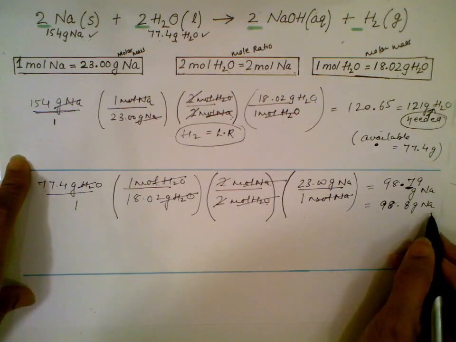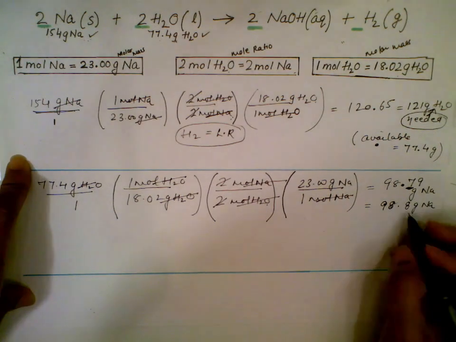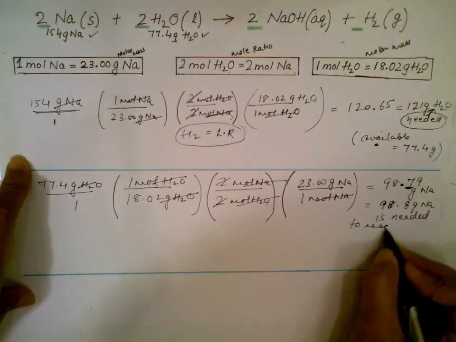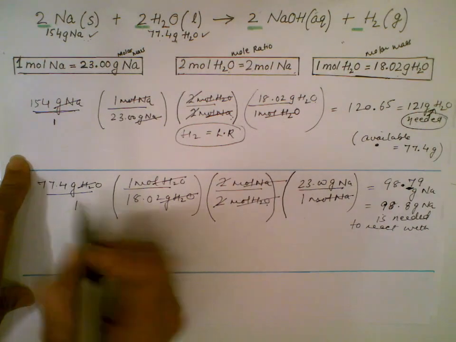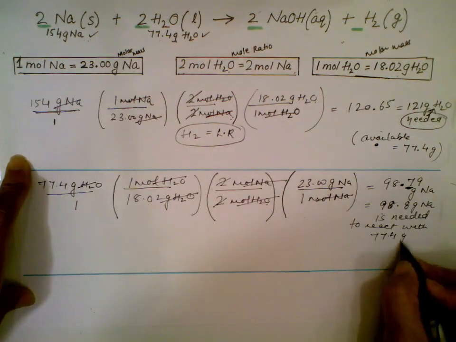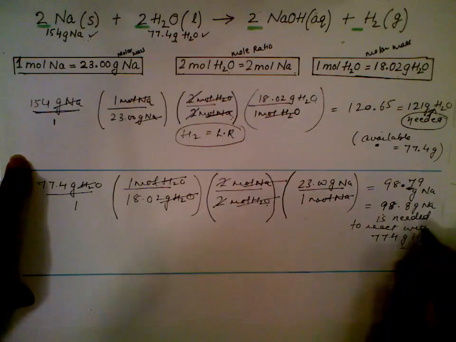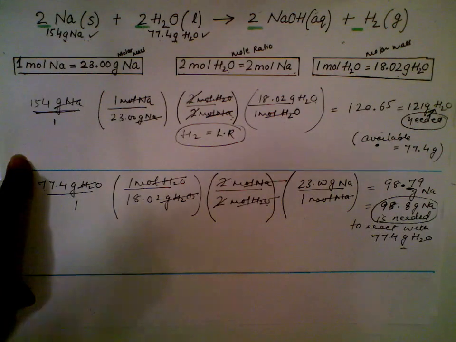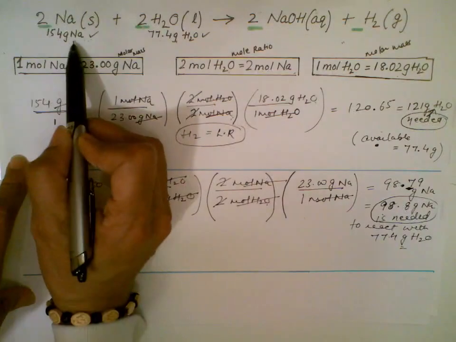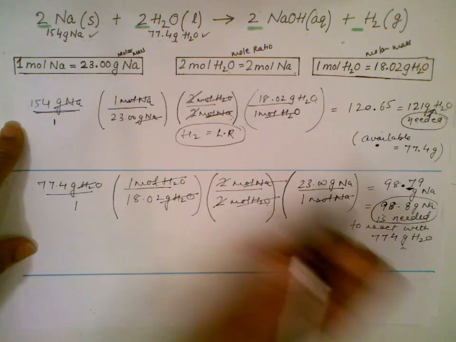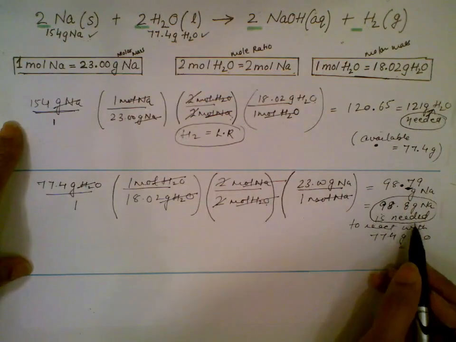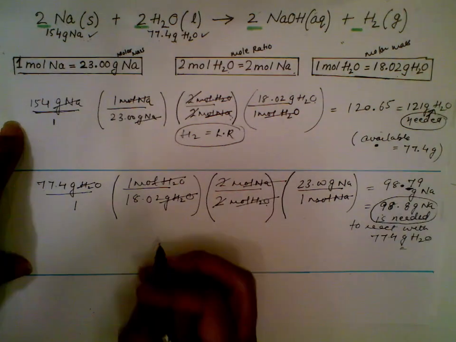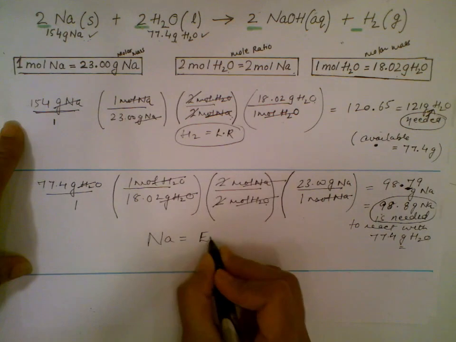So this 98.8 grams of sodium is needed to react with 77.4 grams of water. All right. Well, this is what is needed. Let's see how much is provided. We are provided 154 grams. So the available amount is more than what is necessary. What is necessary or required is 98.8. So our sodium is the excess reactant.